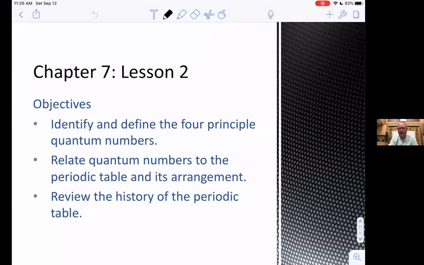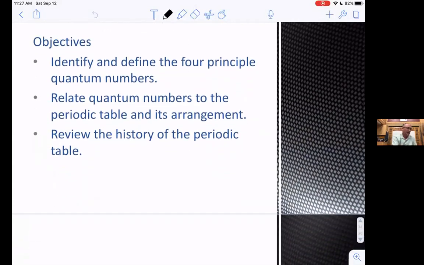We are going to start the second lesson of chapter 7, talking about periodicity, the periodic table, behavior of elements, and so forth. The objectives for today's lesson are to identify and define the four quantum numbers. I'll explain those in a little bit. Relate the quantum numbers to the periodic table and the arrangement of the periodic table. And we're going to review a little bit of the history of the periodic table. Then in lesson 3, we'll move on to electron configurations and a little bit more of the particulars. But some of the easy stuff for today.